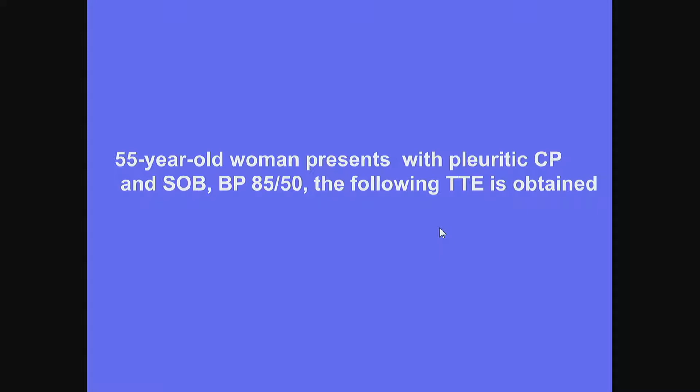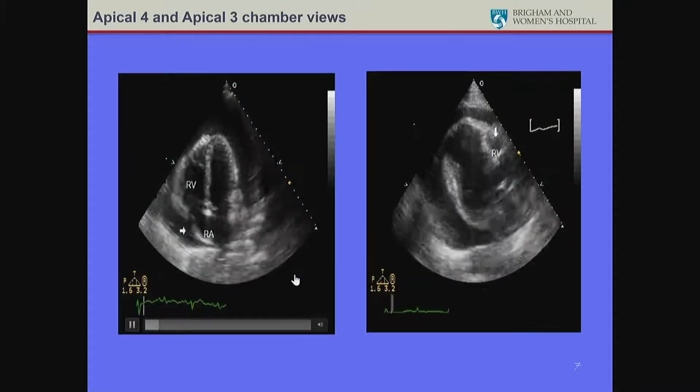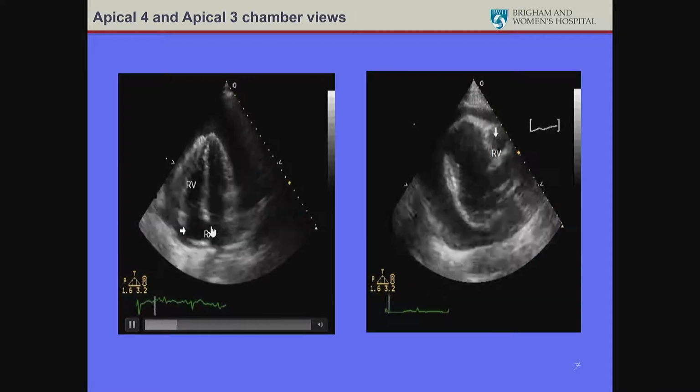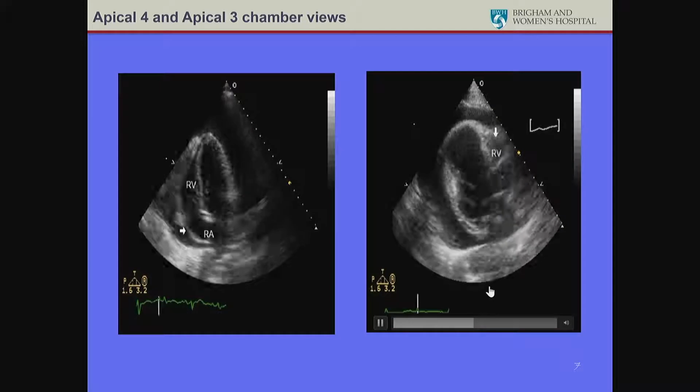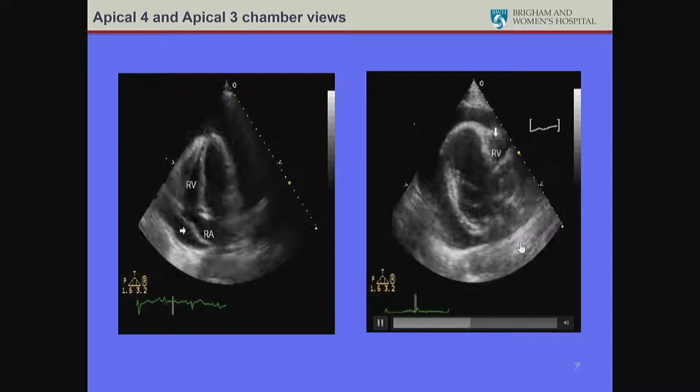So the first patient is a 55-year-old woman who presents with pleuritic chest pain and shortness of breath. Her blood pressure is 85/50, and the following transthoracic echo is obtained. So on the left, we have our apical 4-chamber view, right atrium and right ventricle. On the right, we have our apical 3-chamber view.